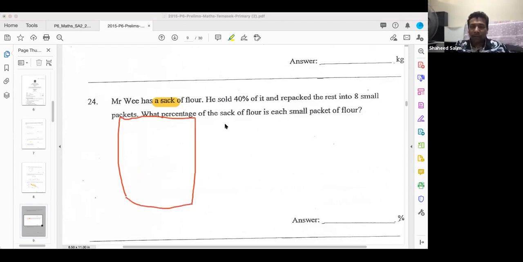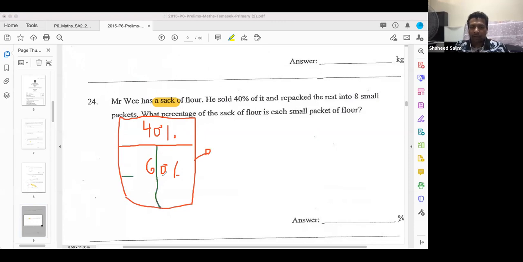But anyway, down here, he sold 40%. So this one's 40% is sold. So his balance is 60%. Now this 60%, he is going to divide into 8 packets. So you can imagine now I draw another color. This is going to have 8 packets here.